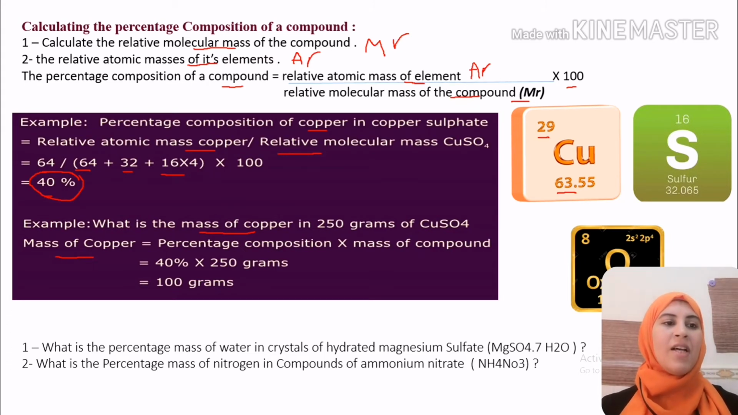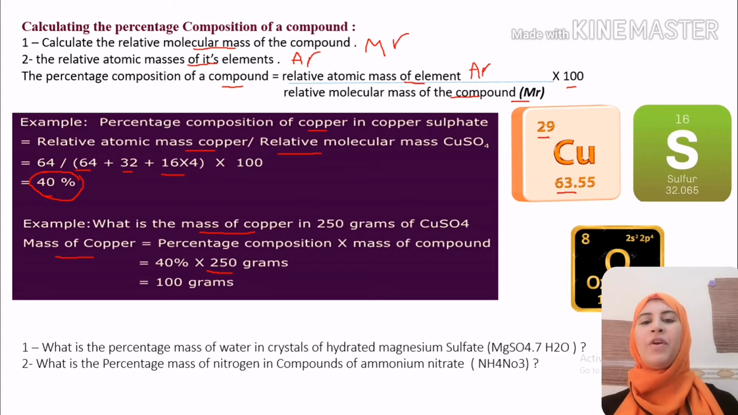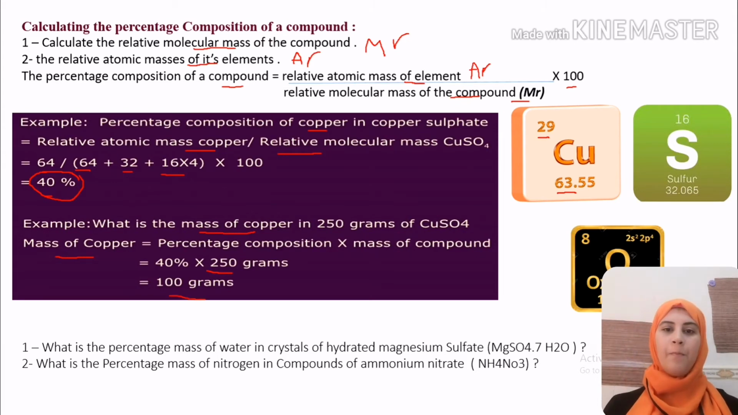If the total mass is 250, and 40% of it is copper, how many grams? The mass of copper equals its percentage times the total mass of the compound. So it is 40% times 250, which equals 100 grams.